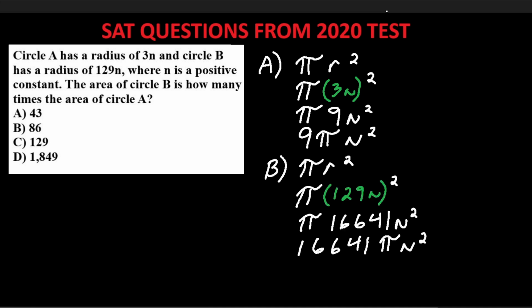And now to find out how many times bigger, it's a percentage question, so we simply divide 16,641 by 9, and we get 1849, which is choice D. Comparing the radius of the two circles, 3n to 129n, will not yield the correct answer because it has to go through the procedure of being squared.